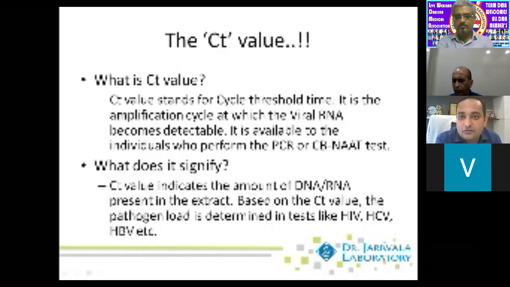And the CT value also depends on the amount of viral RNA or DNA which is present. If the CT value is lower, which means that the detection time is less, that means that the viral load is high. If the CT value is late, that is, if the amplification of the nucleic acid is later, that means that the viral load is less. The CT value is used to determine viral loads in several other viruses like HIV, HCV, HBV, from a blood sample.